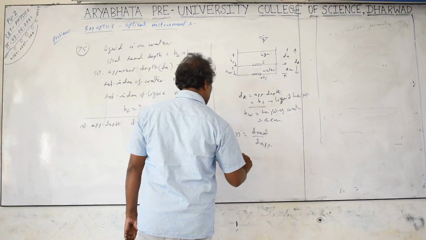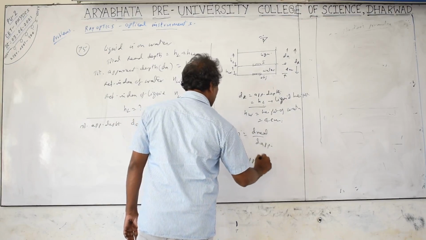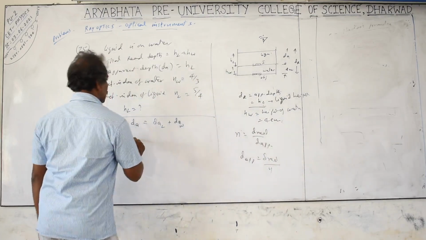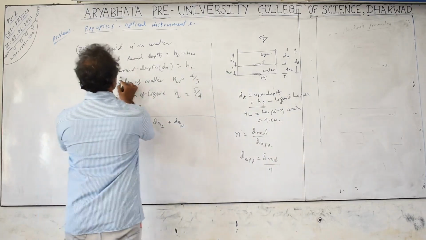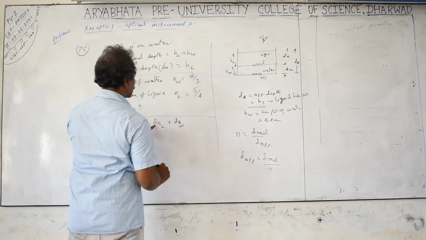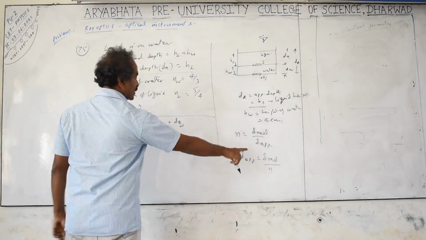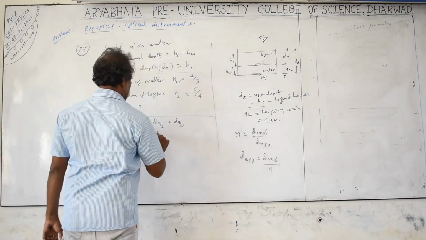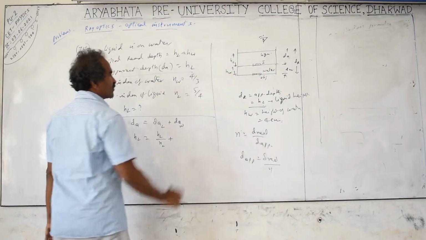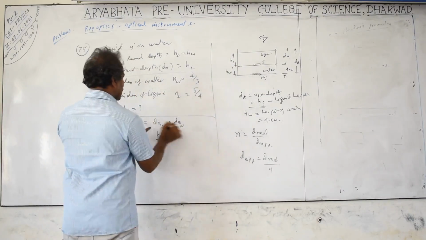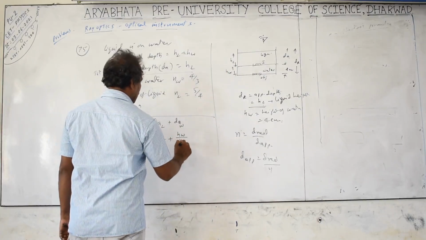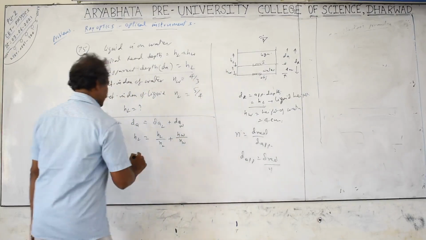That means apparent depth becomes equal to real depth by N. This total apparent depth is nothing but the height of the liquid given for us. We have to find this: apparent depth is equal to the real depth of the liquid, that means height of the liquid by N liquid, plus the apparent depth of the water, which is the height of the water by N of the water. The height of the water is given for us.